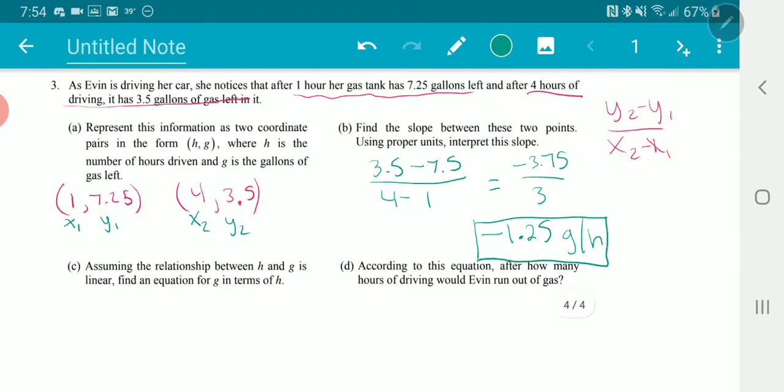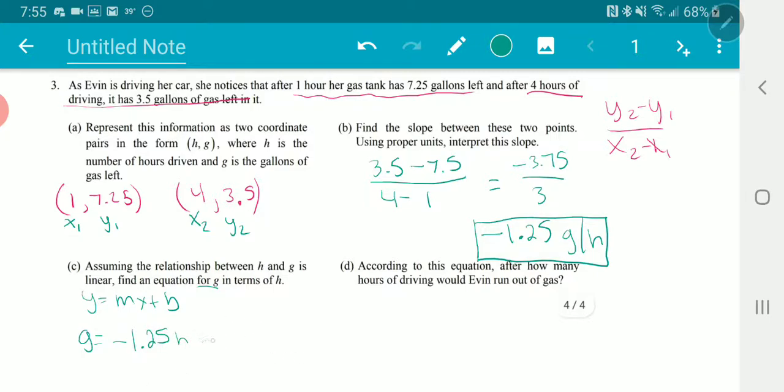Okay, assuming the relationship between H and G is linear, find an equation for G in terms of H. An equation for G. Okay, again, linear, y equals mx plus b. So my y, it says it's in terms of G. So it's going to be G equals, now I need to know my change. My change in this case is going to be what we just found, my slope there, negative 1.25 H.